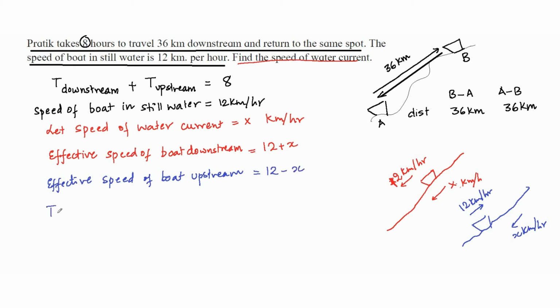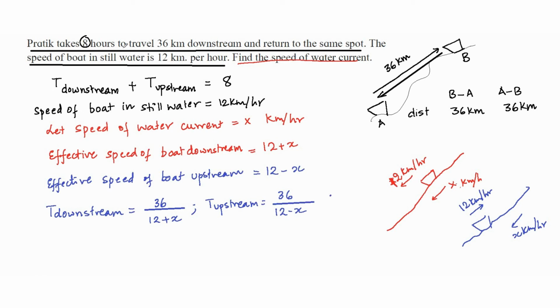And therefore the time to go downstream: I know that time is equal to distance upon speed. The distance while going downstream is 36 kilometers, so it is 36 upon 12 plus x. The time taken to go upstream: the distance is again 36 and the speed is 12 minus x, so the time is 36 upon 12 minus x.